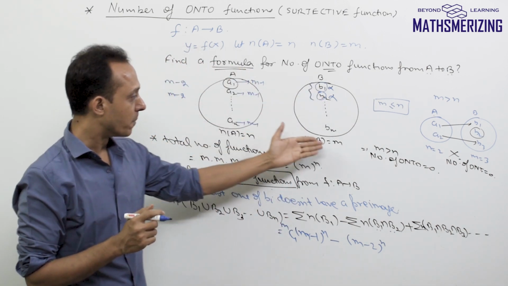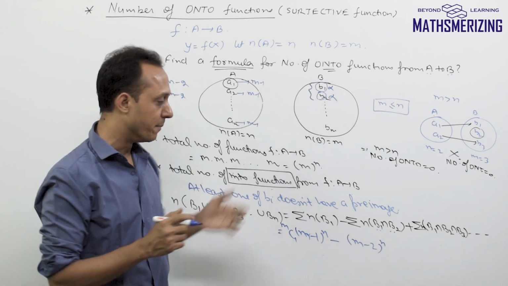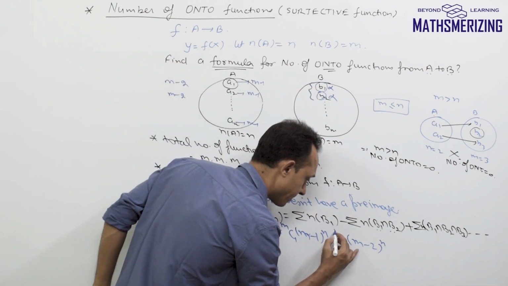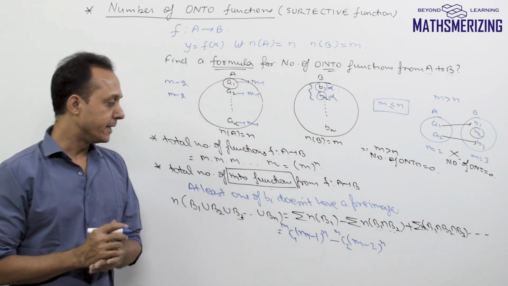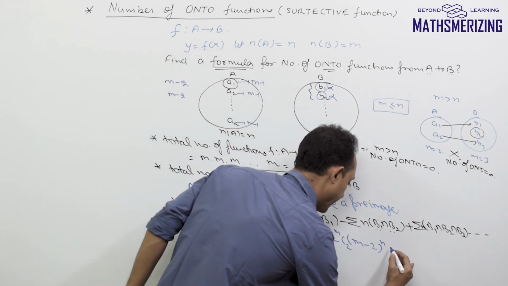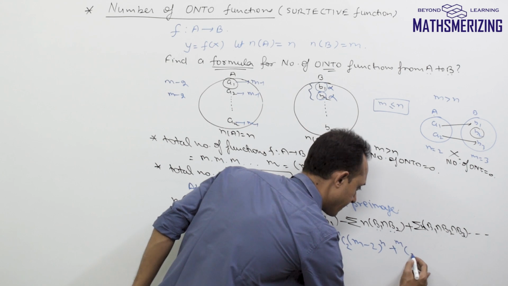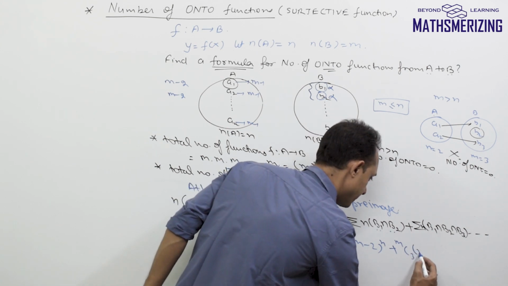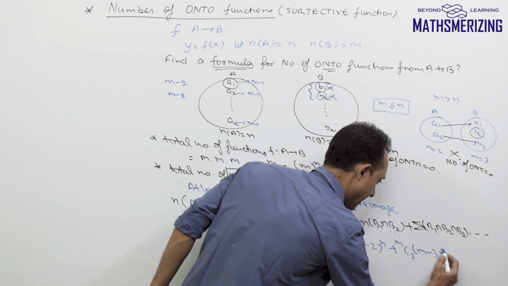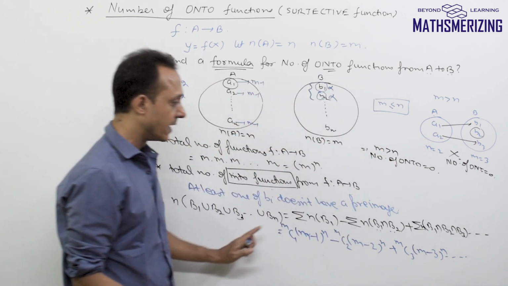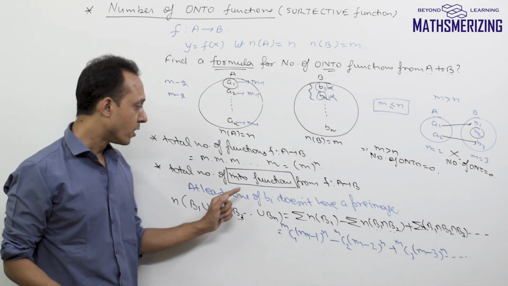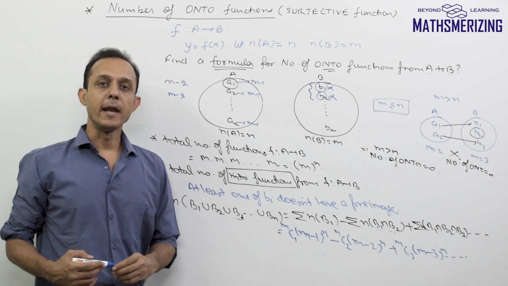And now in how many ways can I select a combination of two elements? From m elements, I just need to select two elements, and that can be done in mC2 ways. For the third one, I think it should be plus mC3 times (m minus 3) to the power n, and this series will continue. So this is how we can find out the total number of into functions from A to B.